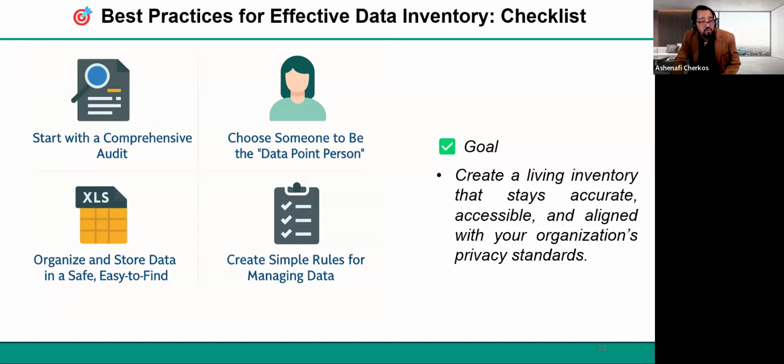Finally, we need to establish policy. We need to create rules for managing data, for how new data is added, how outdated data is removed, and how privacy and compliance are maintained. Together, if we apply those 4 steps, we can create what we call a living inventory, one that stays accurate, accessible, and aligned with your organization's mission and privacy standards.